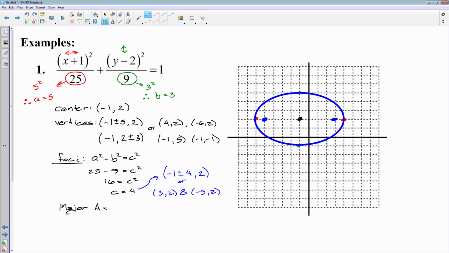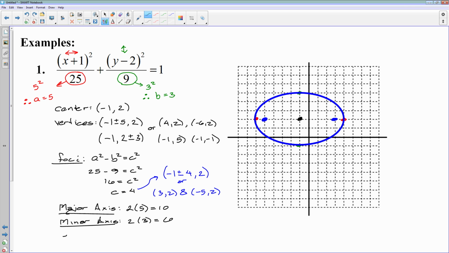My major axis, that's the distance between my 2 longer vertices. From the center, I went left 5 and I went right 5. So my major axis is going to be 2 times 5, or 10. That's the distance from my far left to my far right. My minor axis is I went up 3 and down 3, so the short distance between vertices is 2 times 3, which is 6. So there's my minor axis.